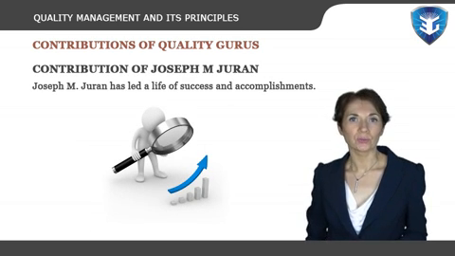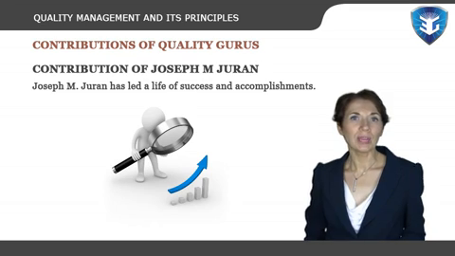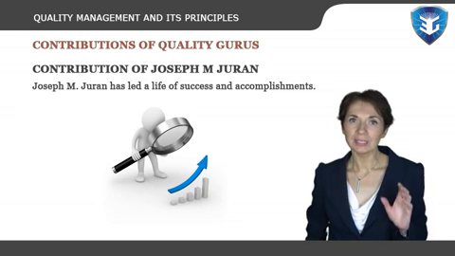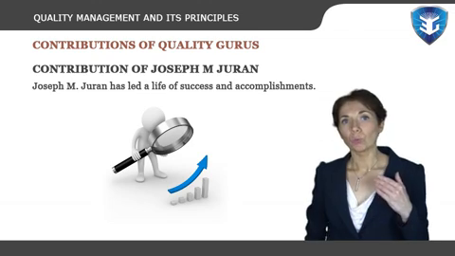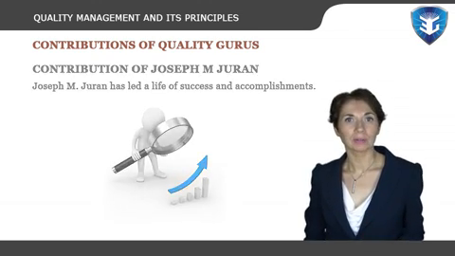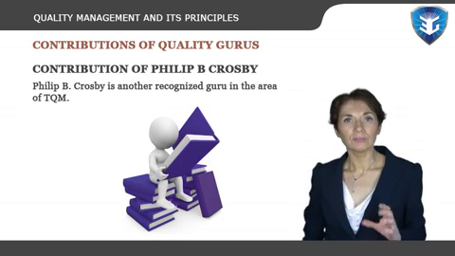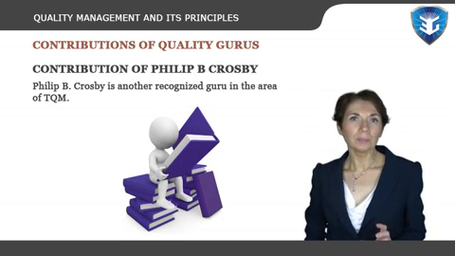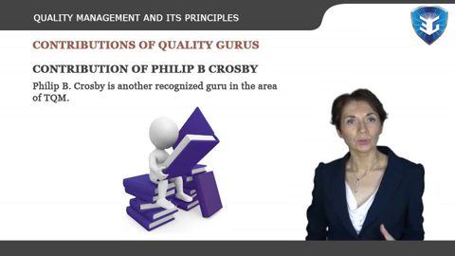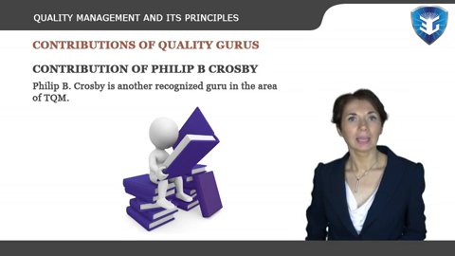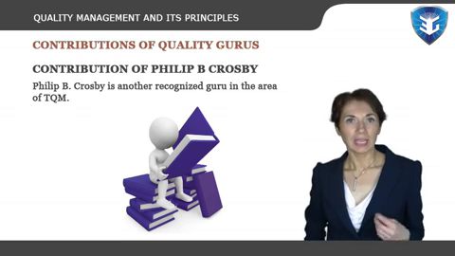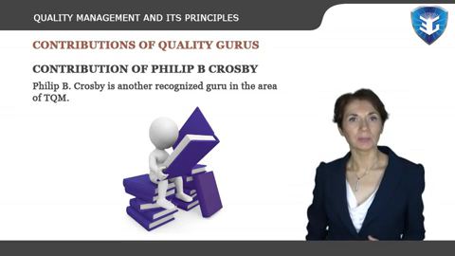Contribution of Joseph M. Juran. Joseph M. Juran has led a life of success and accomplishments. Using his intelligence and dedication, Juran changed himself from a poor Romanian immigrant into a world-renowned quality control expert. Contribution of Philip B. Crosby. Philip B. Crosby is another recognized guru in the area of TQM. Philip Bayard Crosby was born on June 18, 1926, in Wheeling, West Virginia. He joined the Navy and became a hospital corpsman.